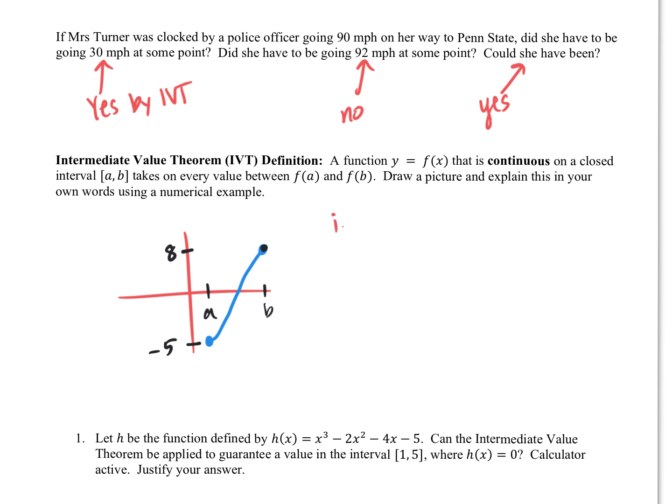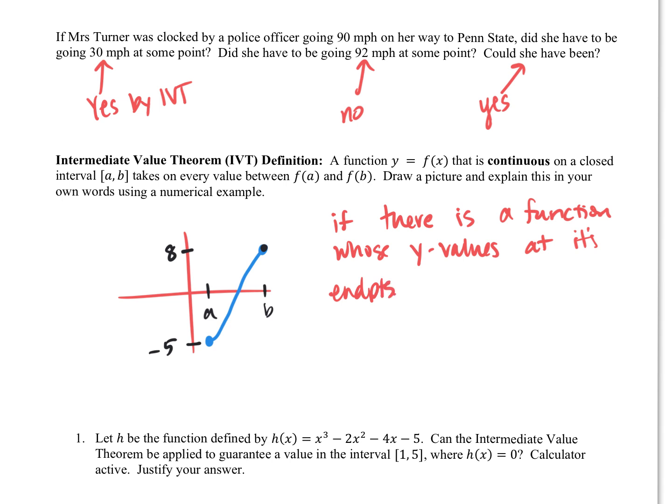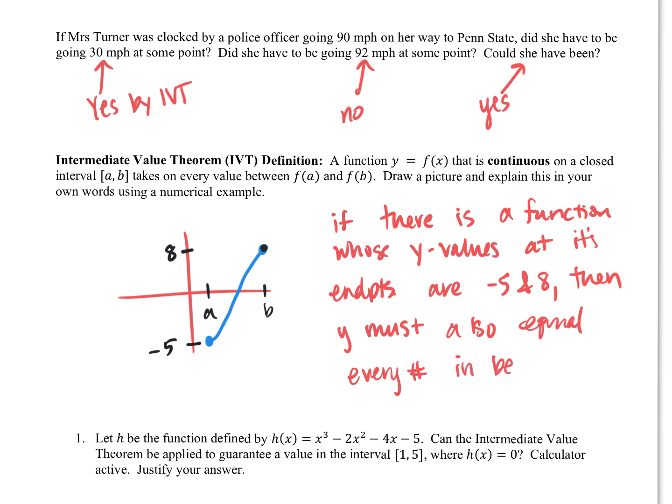So we're going to say, this is a lot of words, I apologize. If there is a function whose y values at its endpoints are -5 and 8, then the y must also equal every number in between, due to the IVT. Matney, you get to pick your own starburst this time.